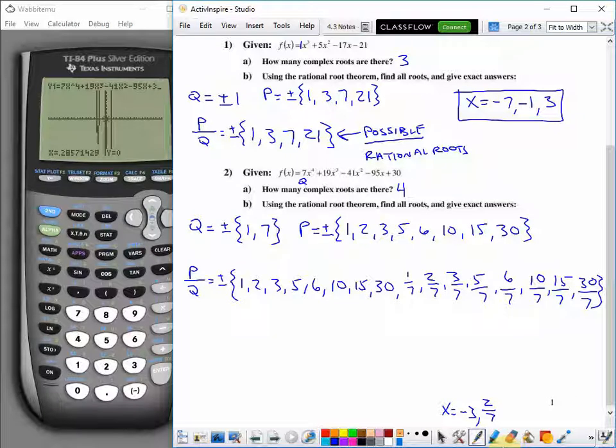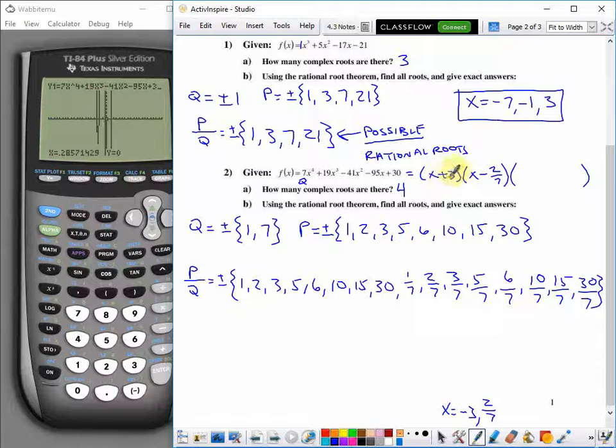Now, this one right here I wasn't able to find, which means I'm probably not going to be able to find the next one either. So here's what we can do. I've got 2 roots at -3 and 2/7. That means if I was to factor this, I would get x plus 3 as a factor, and x minus 2/7 as a factor, and something else. And I don't know what yet. But I can use synthetic division in order to find out what the other factors are.